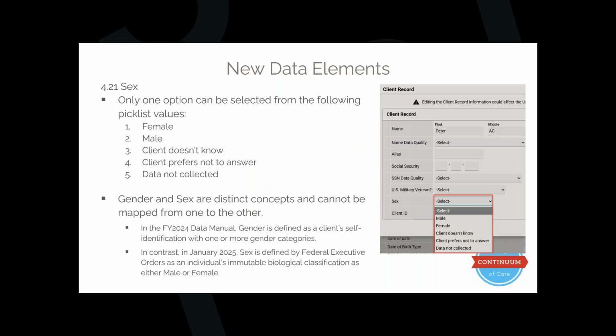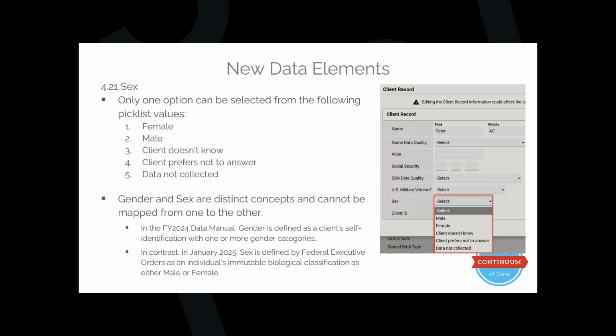This question isn't going to operate as the gender field did, so it's not going to have multi-select. Only one value can be selected. One thing to note is that gender and sex are distinct concepts and cannot be mapped from one to the other. In the fiscal year 2024 data manual, gender is defined as a client's self-identification with one or more gender categories. In contrast, in January of 2025, sex is defined by federal executive order as an individual's immutable biological classification as either male or female.